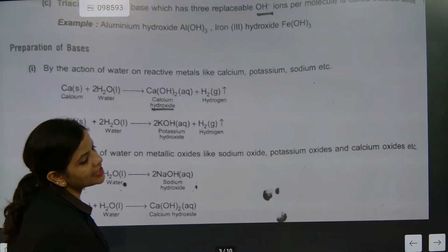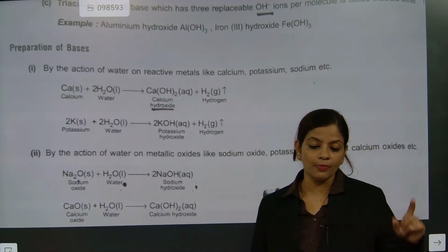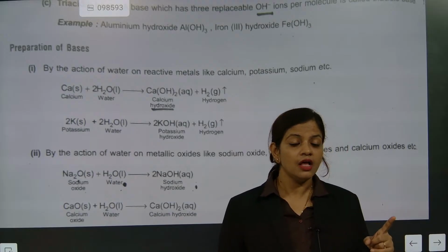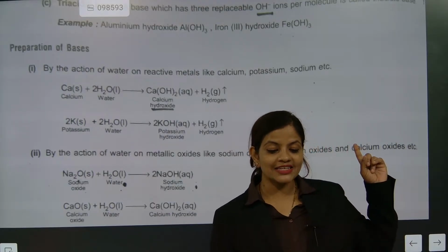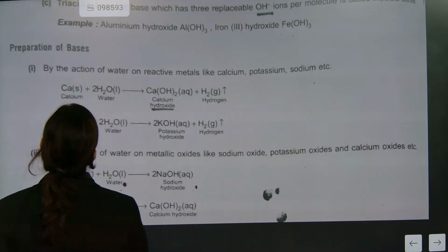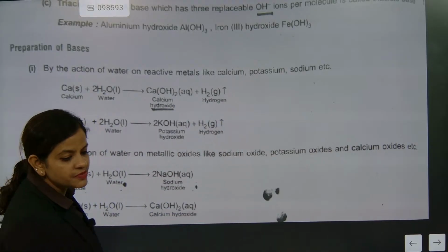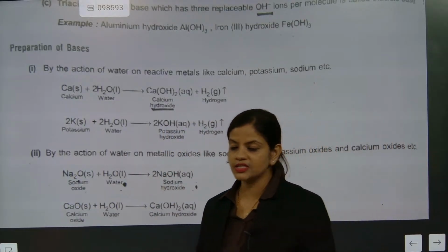Now, preparation of bases, like how we were preparing acids. In acids, we did a combination reaction first, then a double displacement reaction. The two reactions are there for preparation of bases. In acid preparation we took a metal, and in base preparation again metal plus water. What is it making? Calcium hydroxide. That is again a metal plus water reaction.